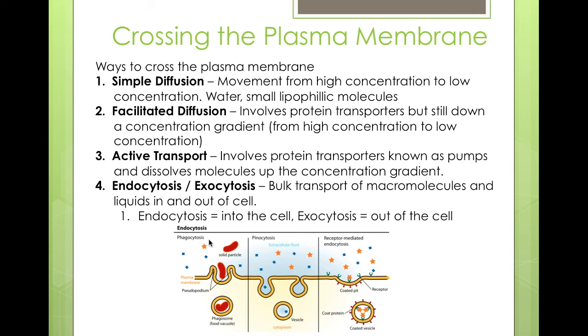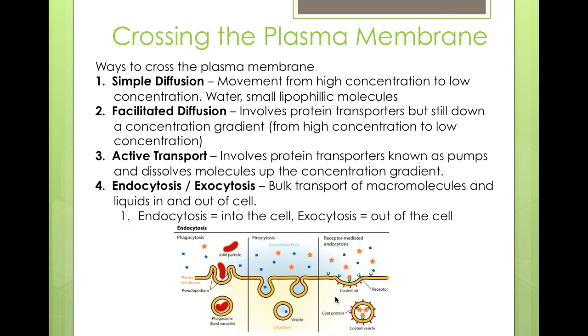That's a diagram of what endo and exocytosis looks like. Quite literally, the cell pinches a small little packet called a vesicle from the plasma membrane, and then moves it into the cell like that. And then when it needs to throw stuff out of the cell, it merges into it and it releases these molecules out of the cell.